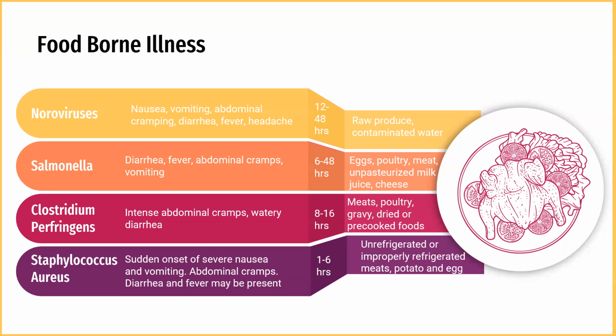And the last one is Staphylococcus aureus, which you could get symptoms from between 1 and 6 hours and could last up to 48 hours. This is the sudden onset of nausea and vomiting, abdominal cramps. And this could be caused by unrefrigerated or improperly refrigerated meats, potato and egg salads, and cream pastries.